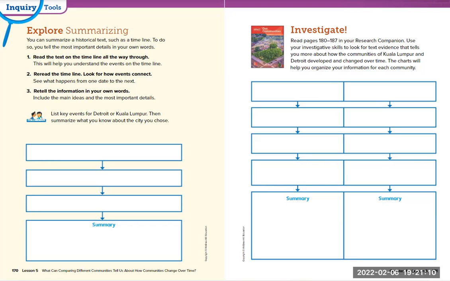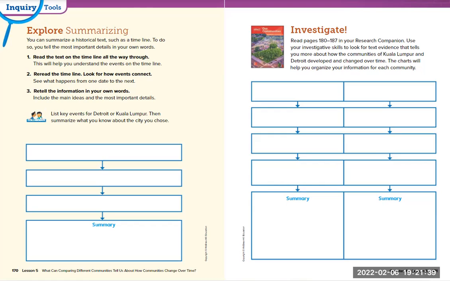Then you're going to reread the timeline and look for how dates connect. See what happens from one date to the next. There's probably going to be a connection. Otherwise, they wouldn't be showing them so close together. And they are usually trying to show that there is a main connecting thing between all of these points. Kind of like how we had the main ideas for English. But in this case, for social studies, we're having a main idea, but talking about time.